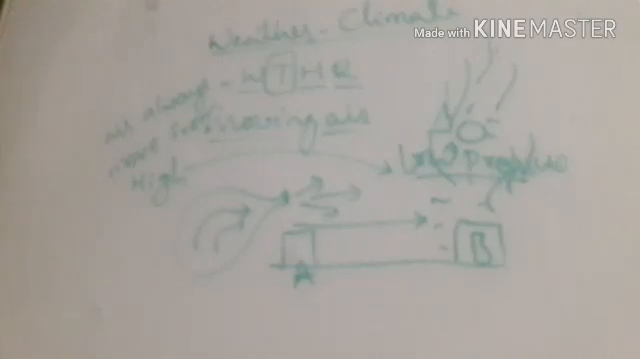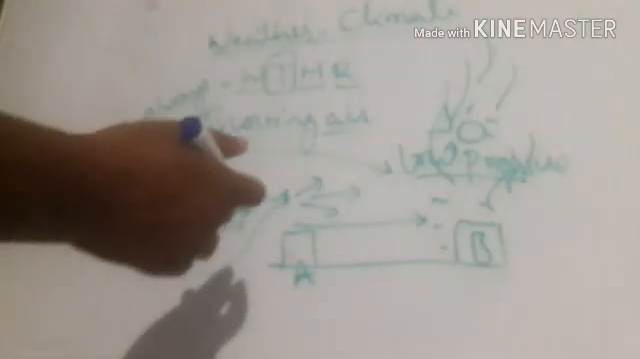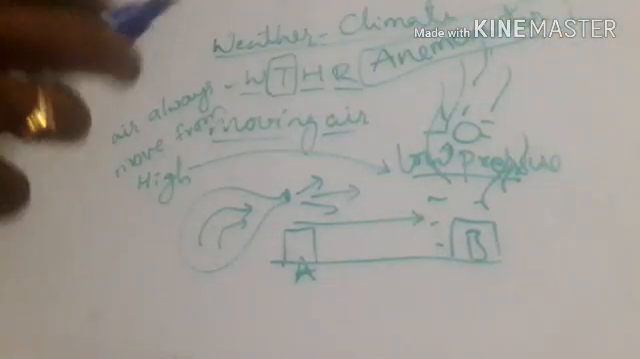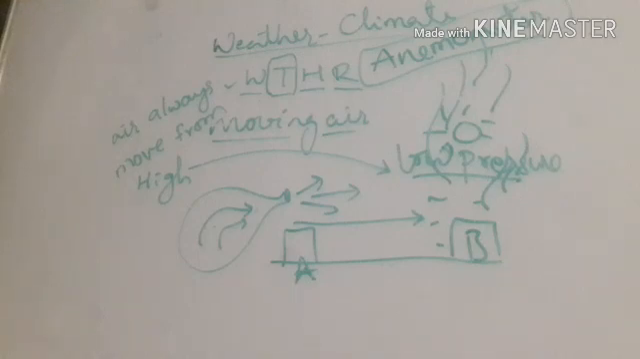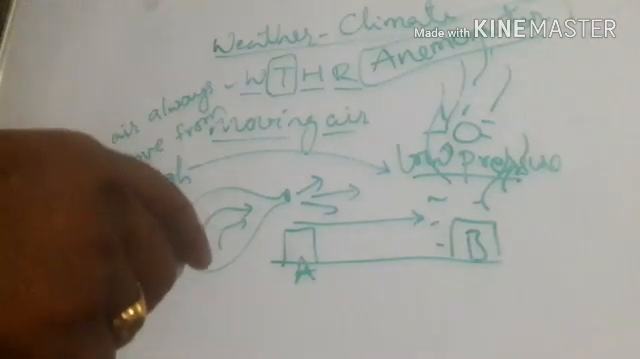Wind has speed and direction. Wind speed and direction can be detected by the instrument called anemometer. Anemometer is the device which is used to calculate the wind speed and wind direction, right? Wind is also one of the factors of weather and climate. Have you understood? Right. Now let us see humidity.